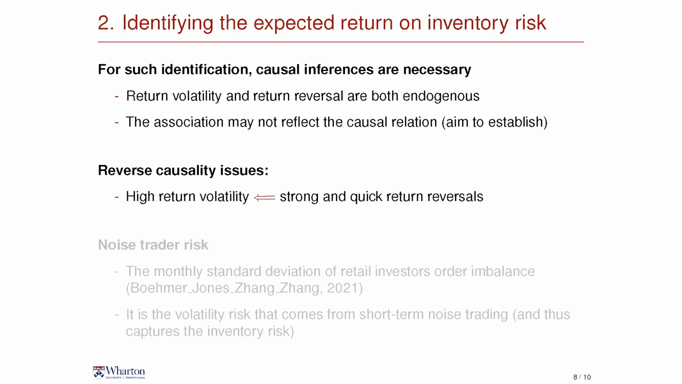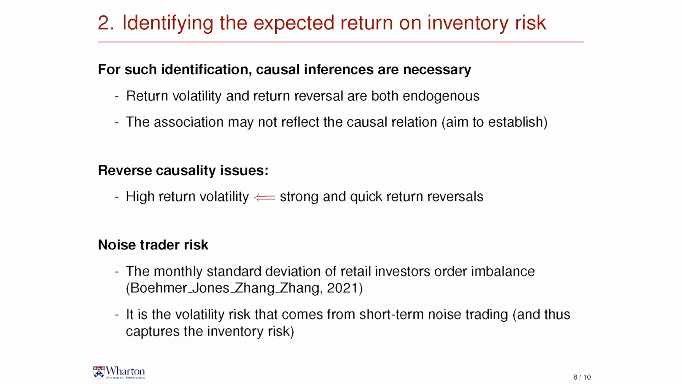So my suggestion is, there is more data coming out about retail traders' behaviors. One measure I think the authors can use is the monthly standard deviation of the retail investors' order imbalances. This has been used by some researchers in the literature. The idea is that this inventory risk is a volatility risk of the returns, but you want to focus on those really caused by short-term retail trading, right? So this data on the retail investors' order imbalance can be useful to improve the result.